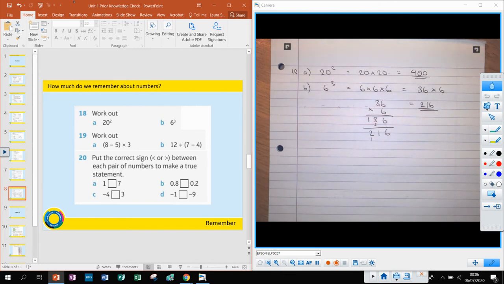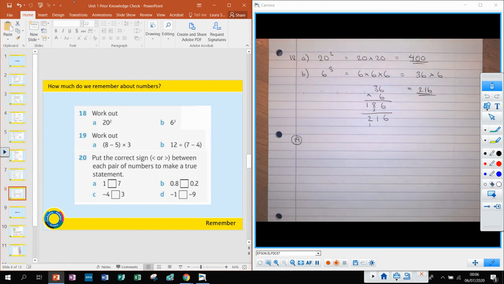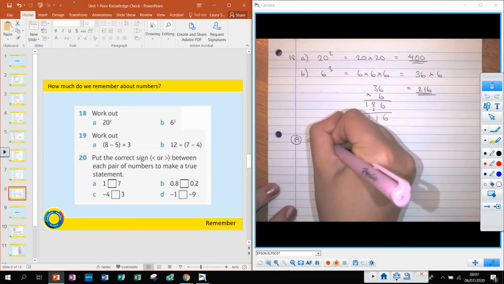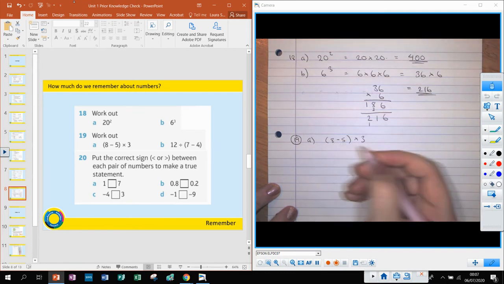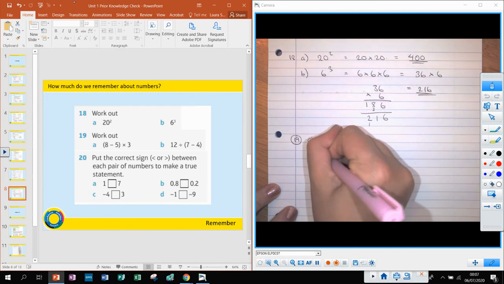Good. Right, question 19 is looking at order of operations. I know you've heard of BIDMAS, which normally works, but I'd rather you think about it as order of operations. So your brackets are going to come first because they're being separated out as something you need to do first. For part A, we have 8 minus 5 in a bracket times 3. So we do 8 minus 5, which is 3, times 3, which gives us 9.